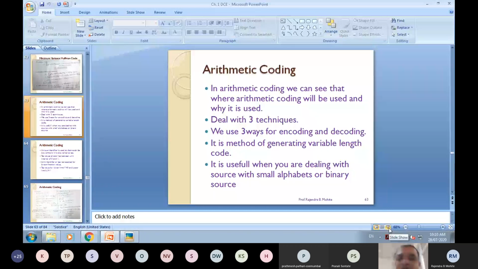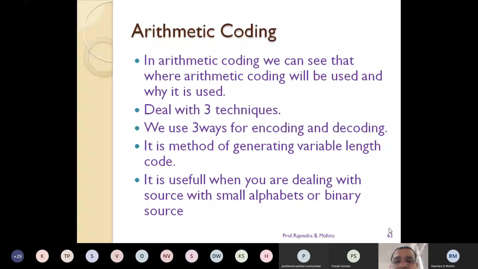As I already said, arithmetic coding deals with three techniques or three ways. Those three ways are used for encoding and decoding. As well, arithmetic coding is used for dealing with sources with small alphabets or the binary source, and based on that, the particular process takes place.